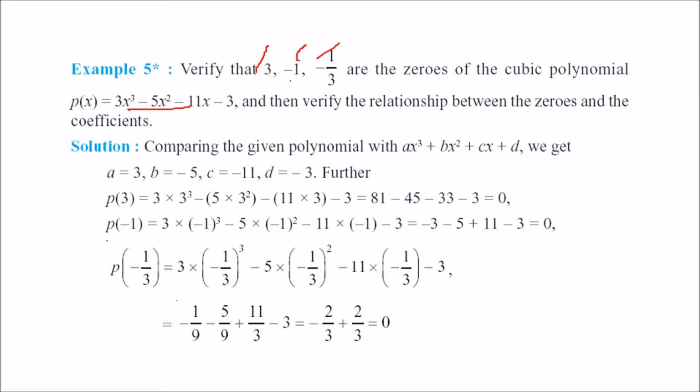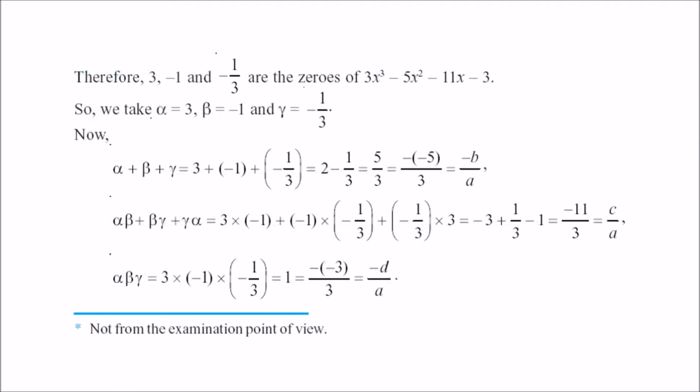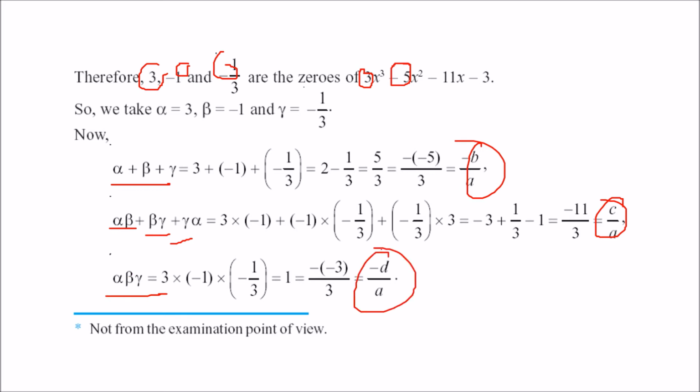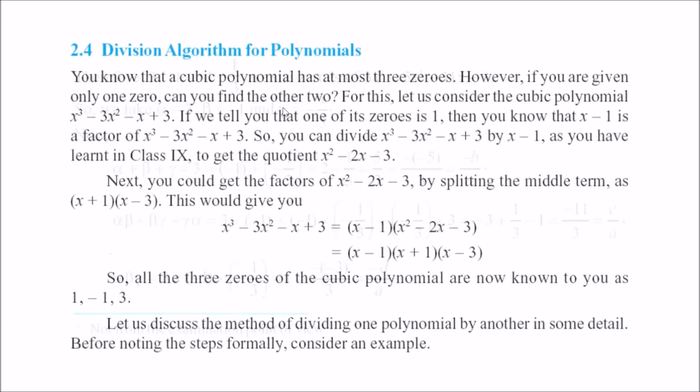So the best way to verify, first of all, is to put this value here in this expression. If you get 0, then it is okay, and you'll get 0. You can just try it. But after this, you see that if you add alpha plus beta plus gamma, you'll get minus b by a, that is minus of minus 5 by 2. If you pairwise multiply and add, you'll get c by a. If you multiply them all together, you'll get minus d by a, which is equal to 4.